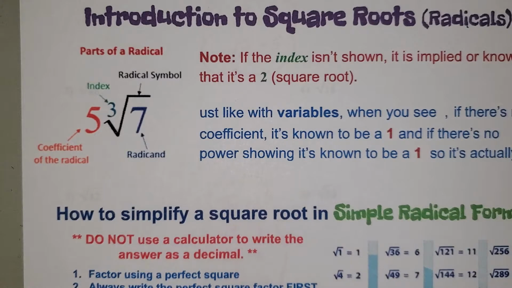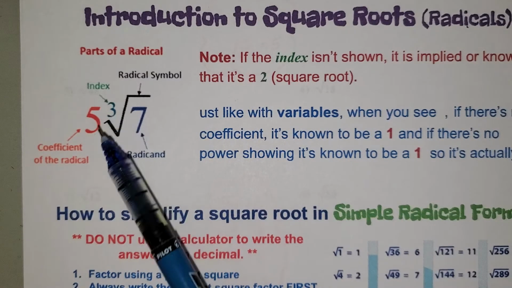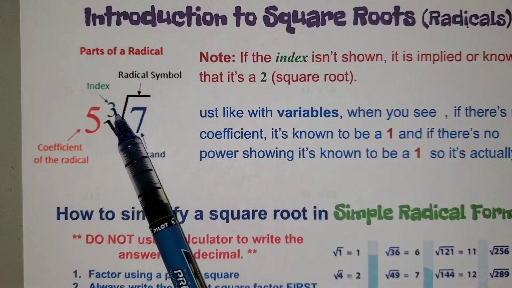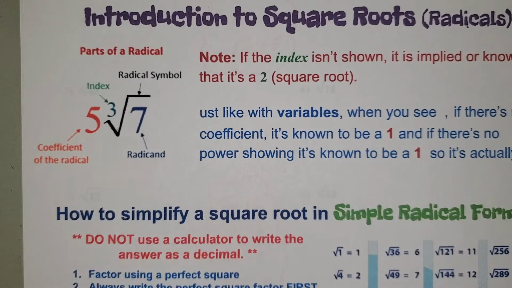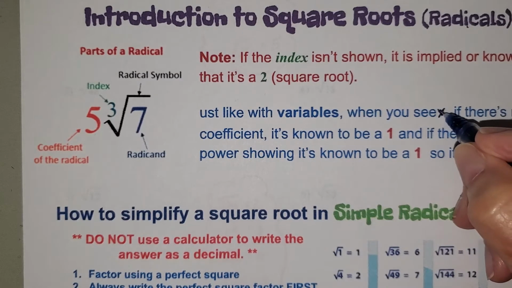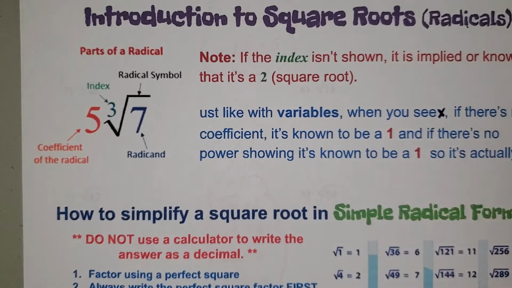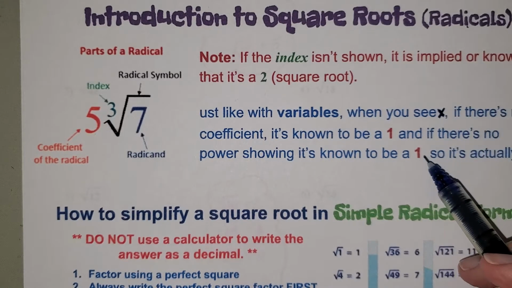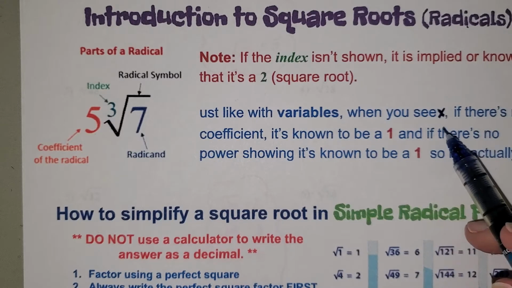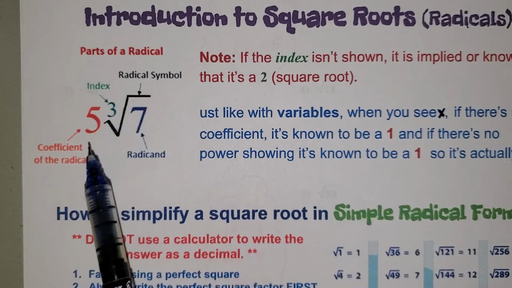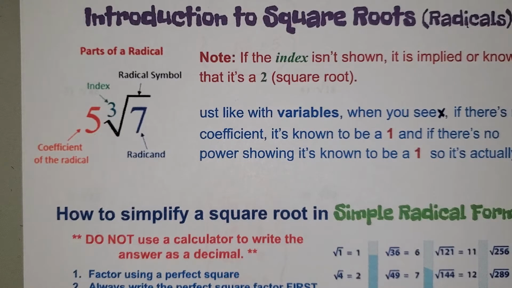So some notes here. If it's a third root or a fourth root, it's written. If there is no index shown, that's a little number here, it's presumed to be a square root. Just like when we see a variable x that didn't print here. If there's no number in front of it, we know it's a 1. If there's no exponent, we know it's a 1. All right, so that's given when we have a variable. When we have a radical, if there's no index written, it's a 2, it's a square root, okay?